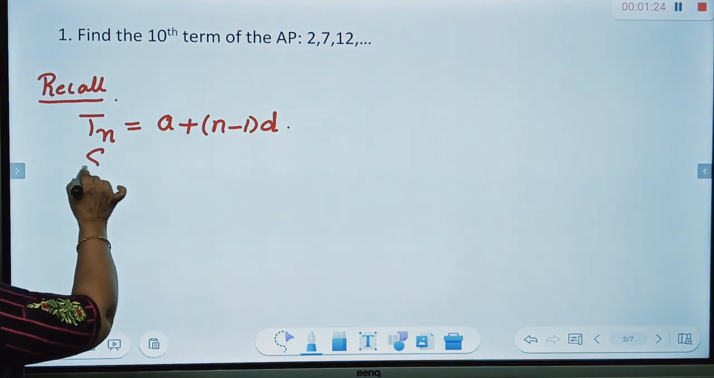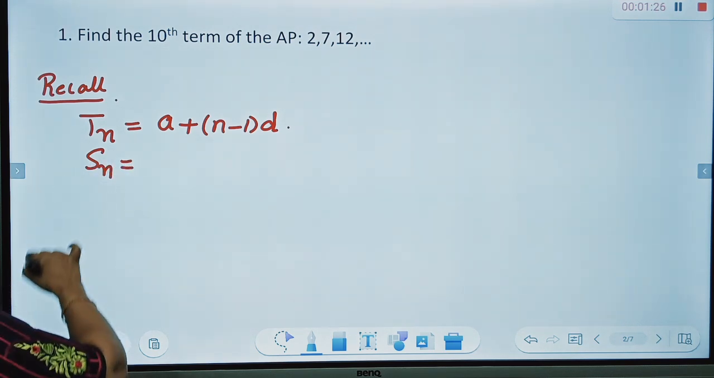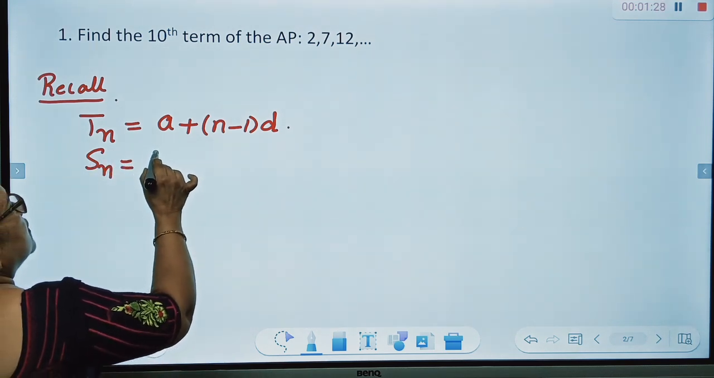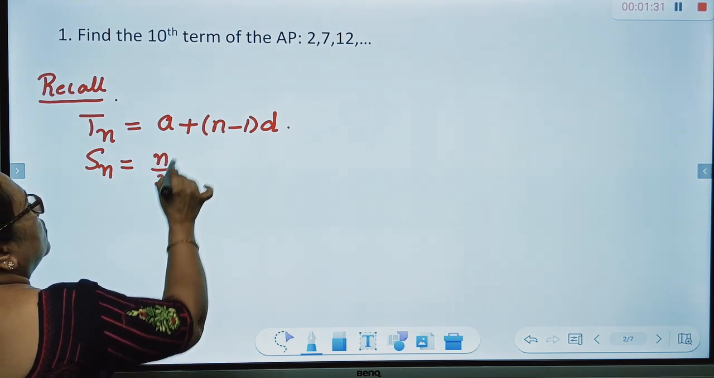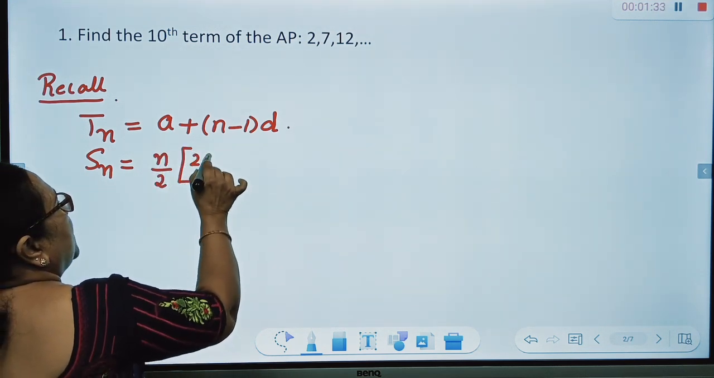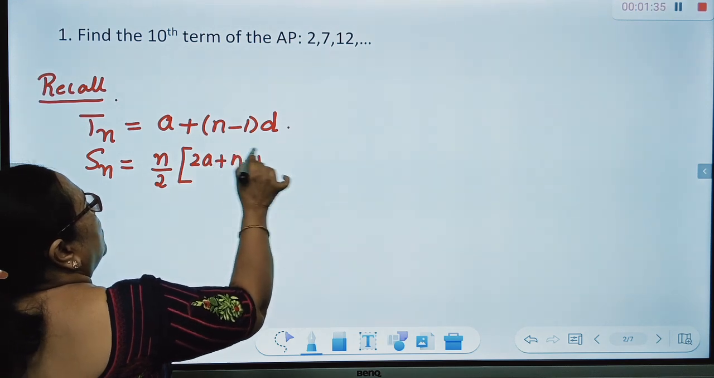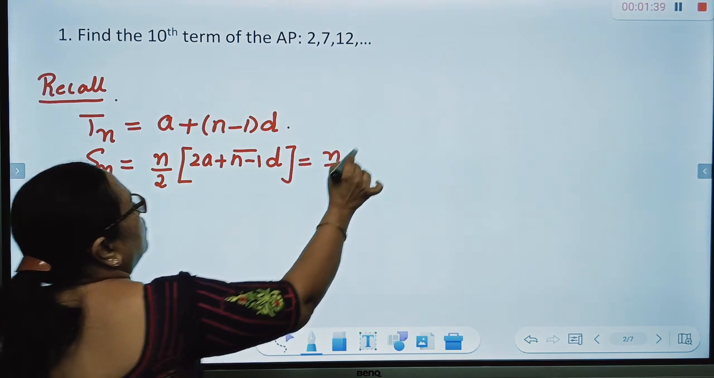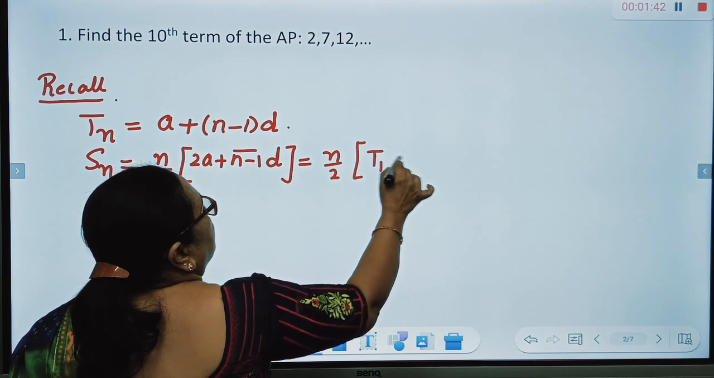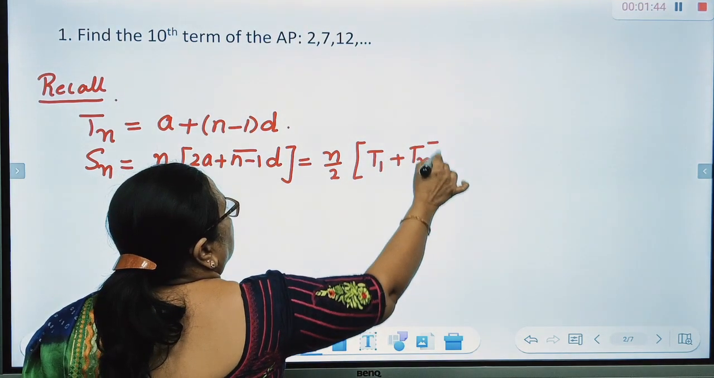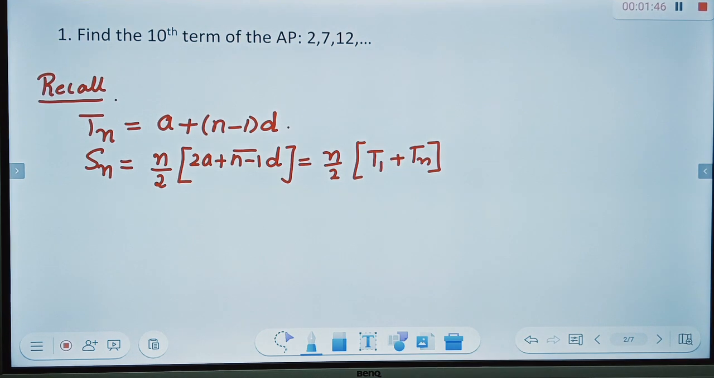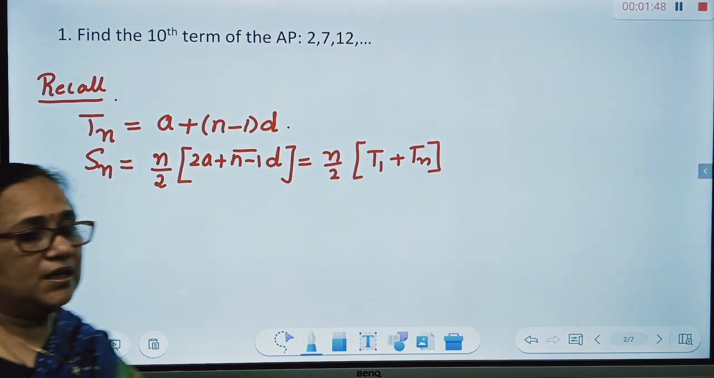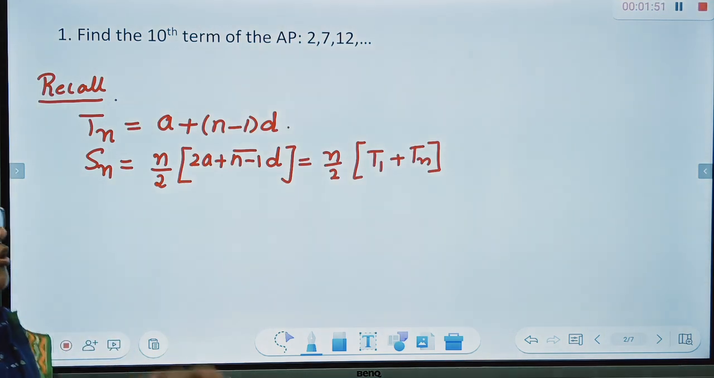Then the sum of n terms also we saw as n by 2 into 2a plus n minus 1 into d, which is same as n by 2 into first term plus last term. So these are the two things that we have learnt in the previous video. So today we are going to solve some problems using this knowledge.